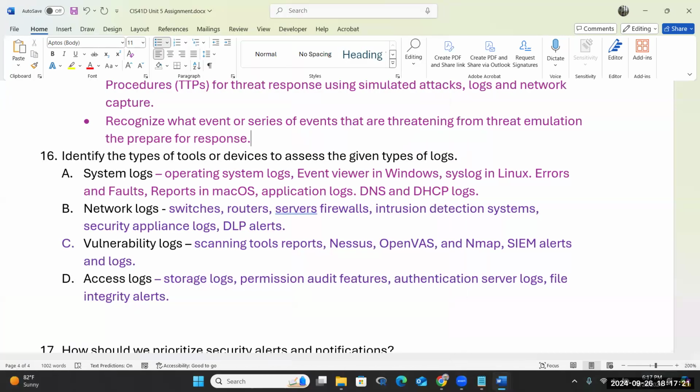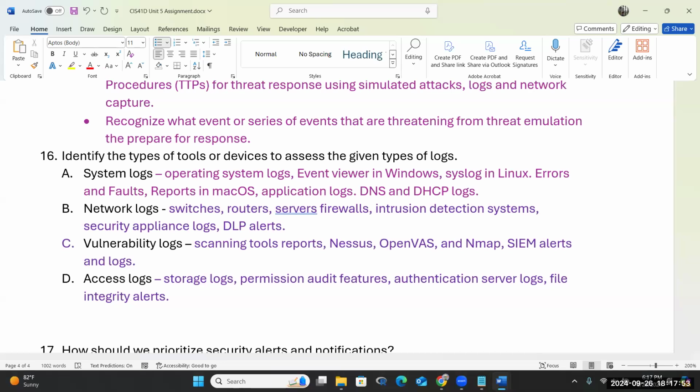All right, vulnerability logs, we can look at scanning tool reports like Nessus, OpenVAS, Nmap. So that can also be displayed on screen, or you can export that out into a report format as text. SIEM alerts and logs, because that's a management system for security. So we would be able to have a centralized log and alert.